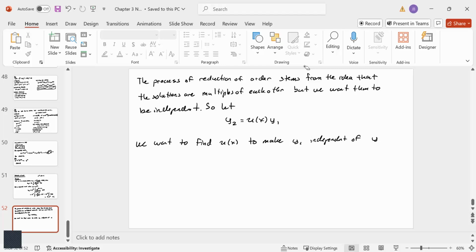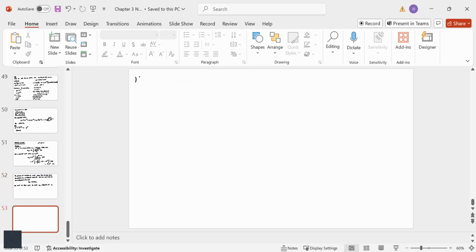Or I should say it that way, to make y2 independent of y1. So, example. Solve for y2 given y1 is equal to e to the x for the differential equation y double prime minus 2y prime plus y equals 0. So this is the example I did above.